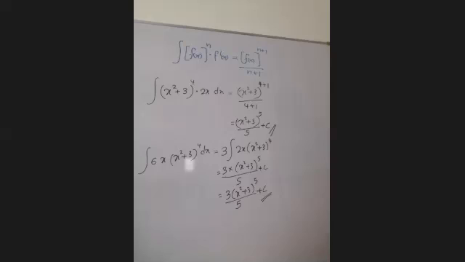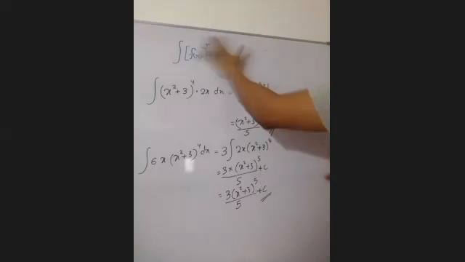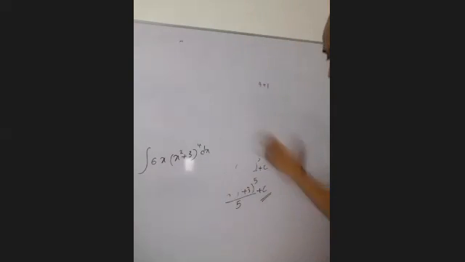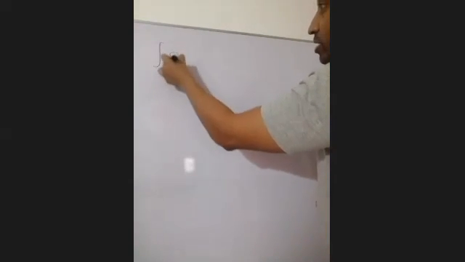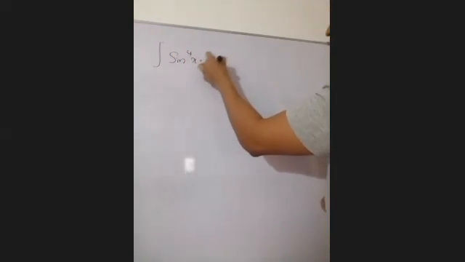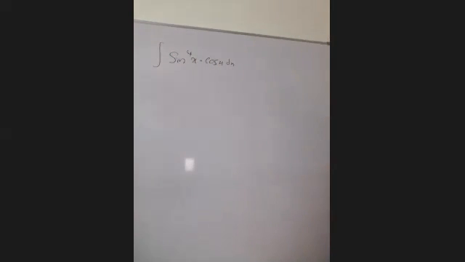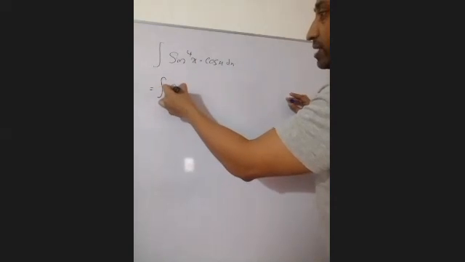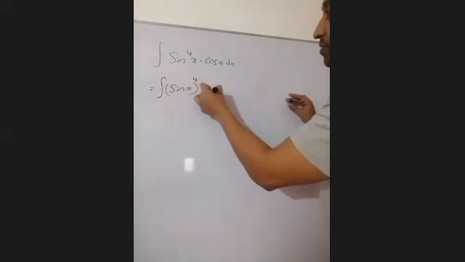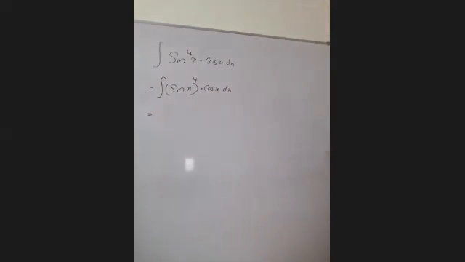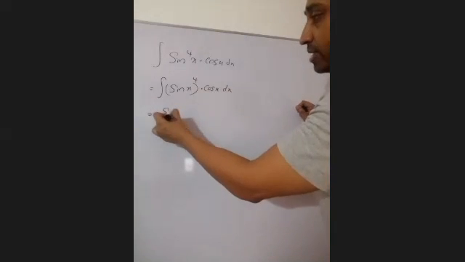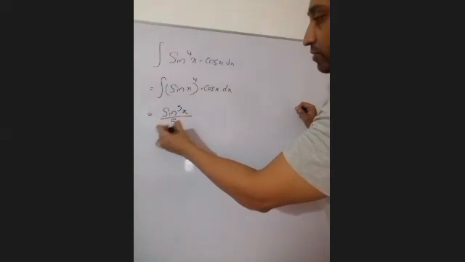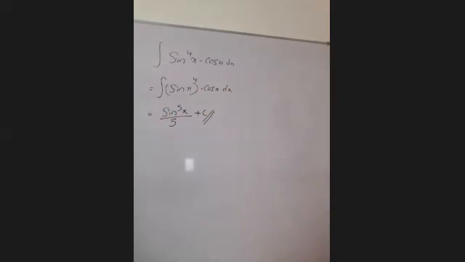Let's go ahead with another question. For example, you have the integration of sine to the power 4 x times cos x. The dot means multiplication. Now it's a power term. The simple notation for this is sine x whole thing to the power 4 times cos x. What is the differentiation of sine x? It is cos x. So you can say this is sine x to the power 5 over 5 plus c, the final answer for this.